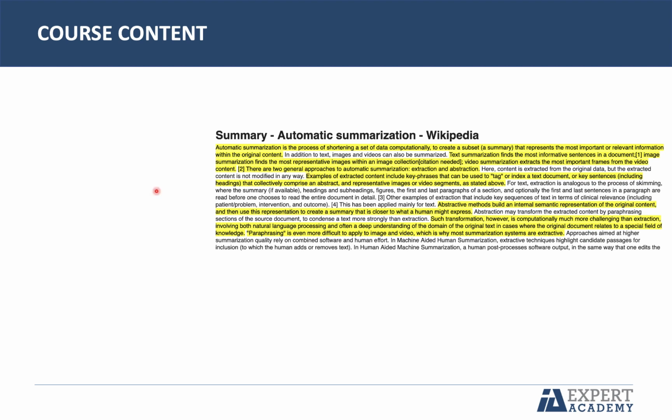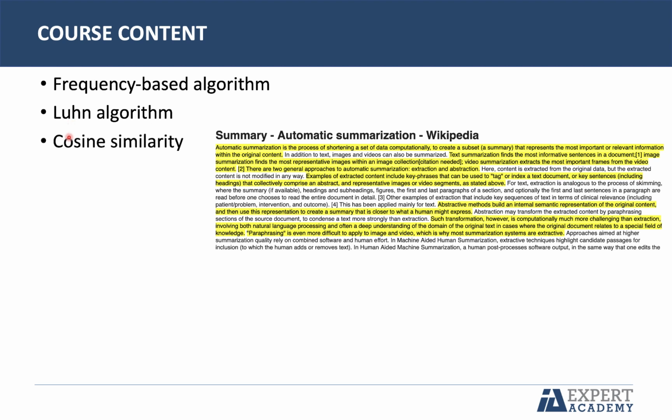What makes this course unique is that you will implement step by step from scratch 3 algorithms for text summarization: the frequency-based algorithm, the Luhn algorithm, which is very important because it was one of the first efforts in the area of text summarization. And finally, you are going to learn how to summarize texts using cosine similarity, which is based on mathematical calculations to find the sentences that are most similar.